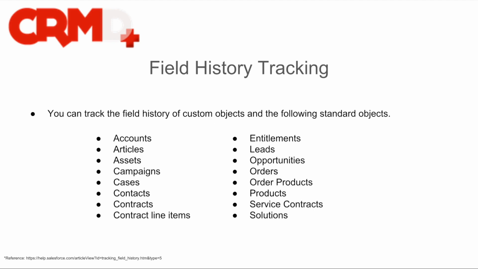And you can track the field history of custom objects and the following standard objects. So this is just giving you some examples of the different objects that you can implement field history tracking on. You can see some of the standard ones that you probably use within your organization: accounts, opportunities, leads. And from there, you can pick particular fields that you would like to track.